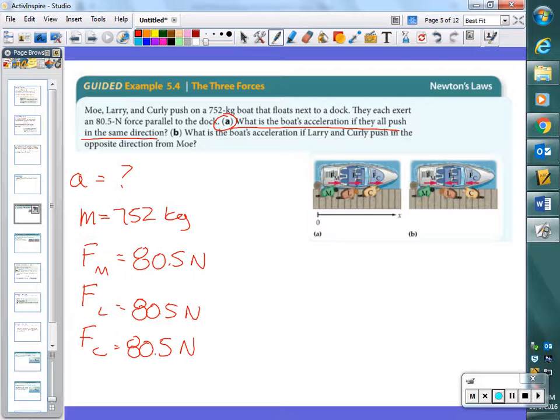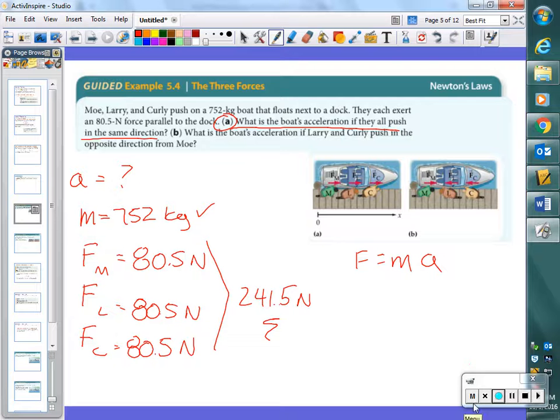So the combined effect of all three of these forces, if my math is right, is 241.5. Okay? And now we know the total amount of force that is acting on that boat. If we now know the total force that is acting on the boat and the mass of the boat, we can figure out the acceleration using Newton's second law. Right? So F equals ma.